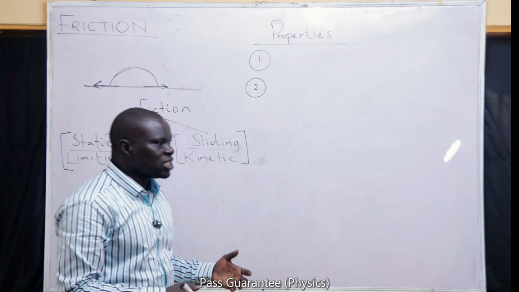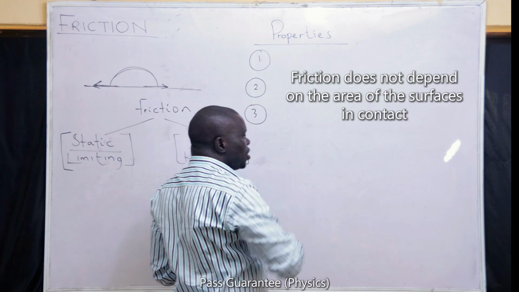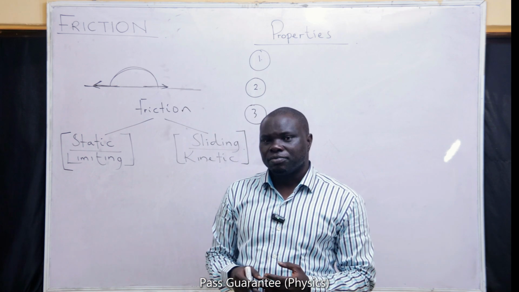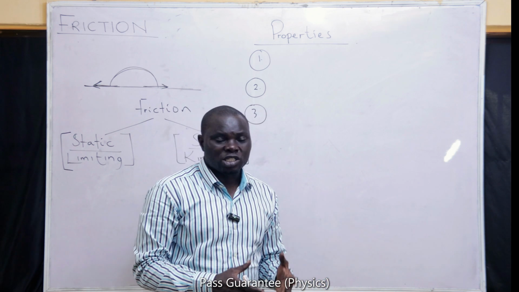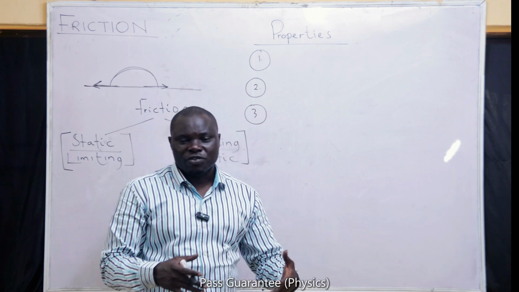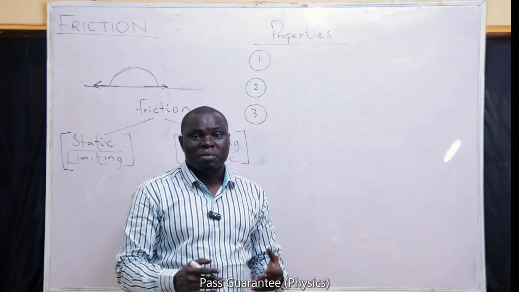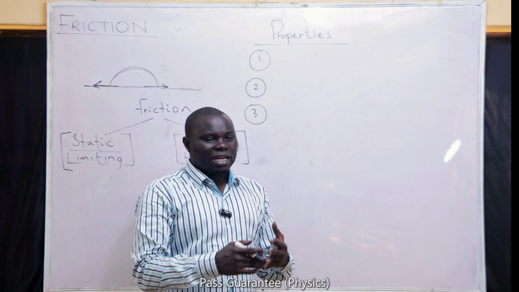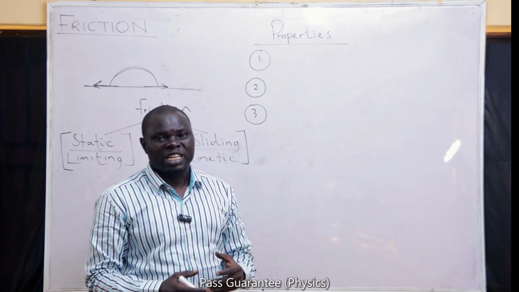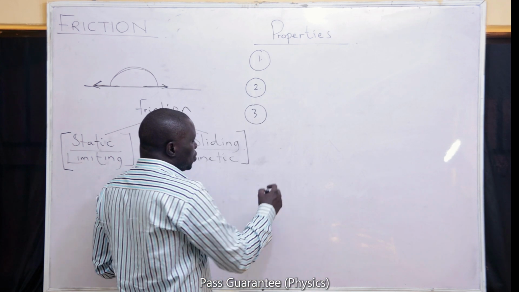Friction does not depend on the area of surfaces in contact. That's the third part. That simply means that anytime an object is placed on a surface, no matter the orientation or the area of contact between that material and the surface, the friction remains the same. If the material is contacting the surface with the larger part of its area, then the friction it will have will be the same as if it is contacting the surface with the smaller part of its area.